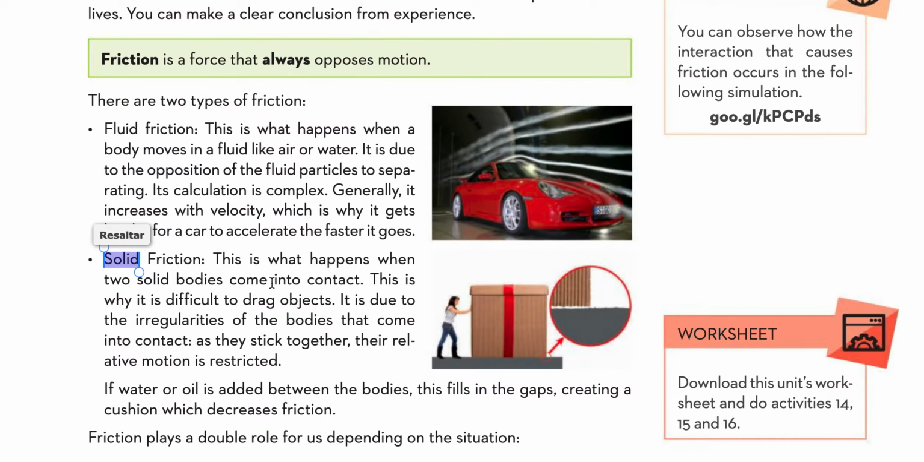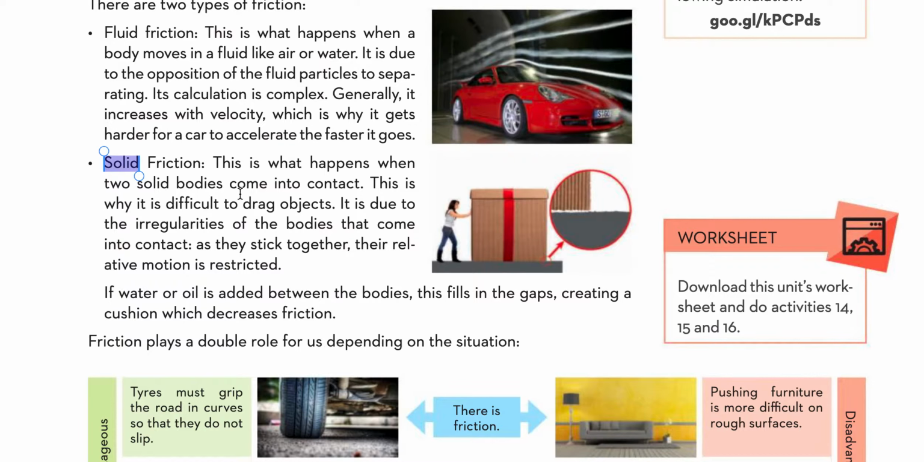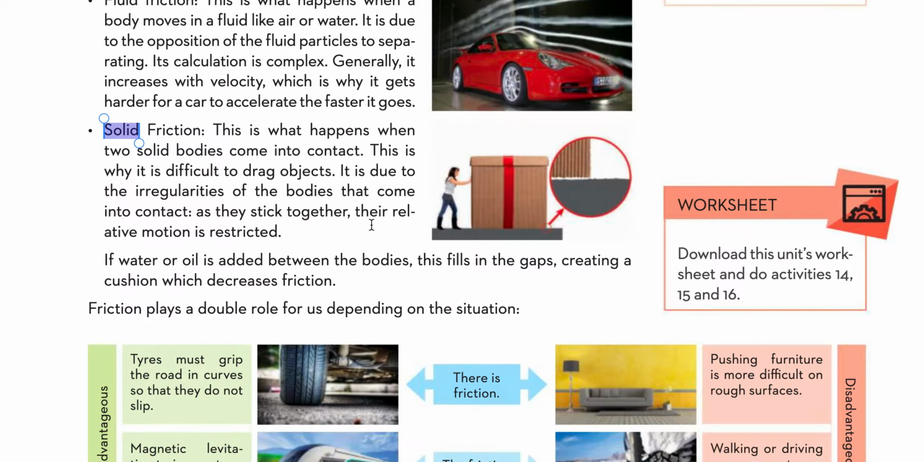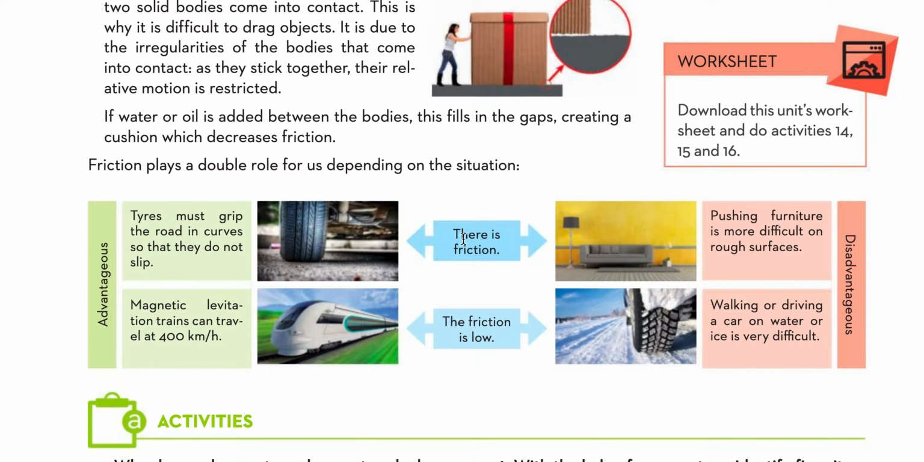Solid friction, this is what happens when two solid bodies come into contact. For example, here, this is a box and this is the floor, and you can see here the surface, the interface between the two surfaces, where the friction is produced. That is the reason it is difficult to drag objects. And we can see some examples in everyday life.